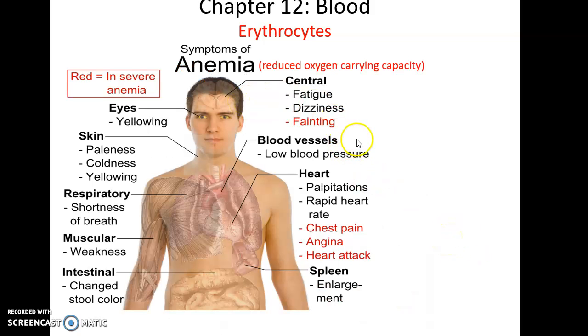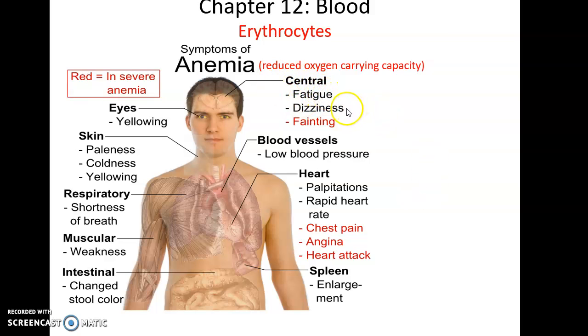So anemia can have a lot of different side effects depending on what's causing the anemia. If you're having abnormal breakdown of red blood cells, you could get yellowing of the eyes, yellowing of the skin. You can have paleness, coldness, shortness of breath, weakness. If it's internal bleeding that's the issue, you could have a change in stool color.